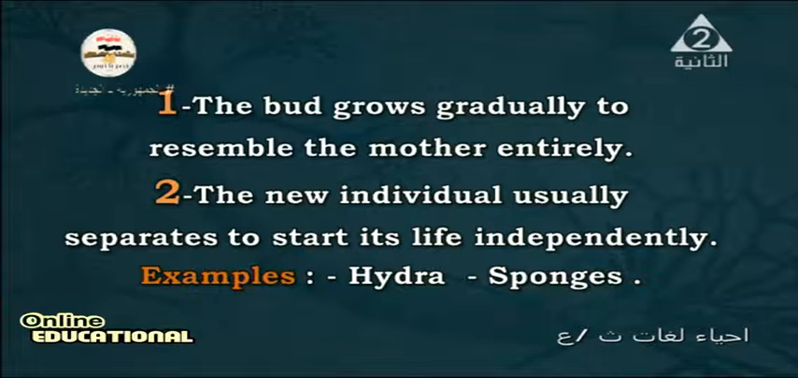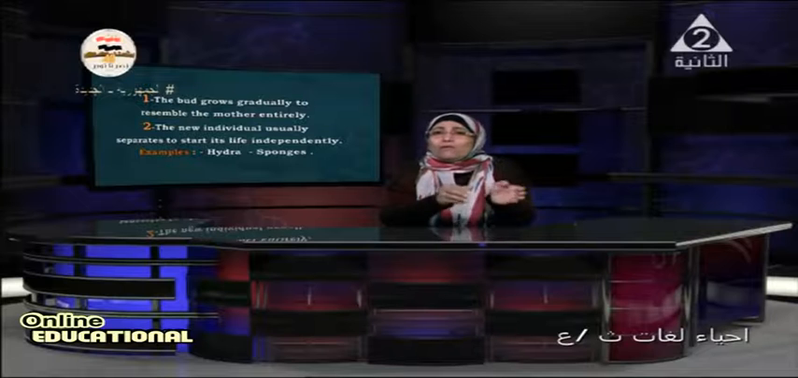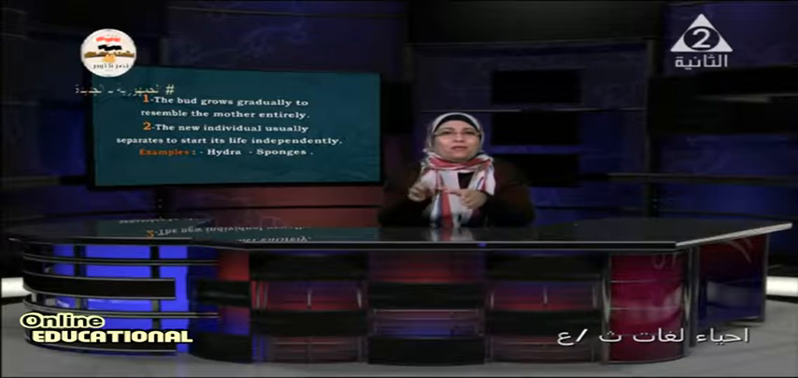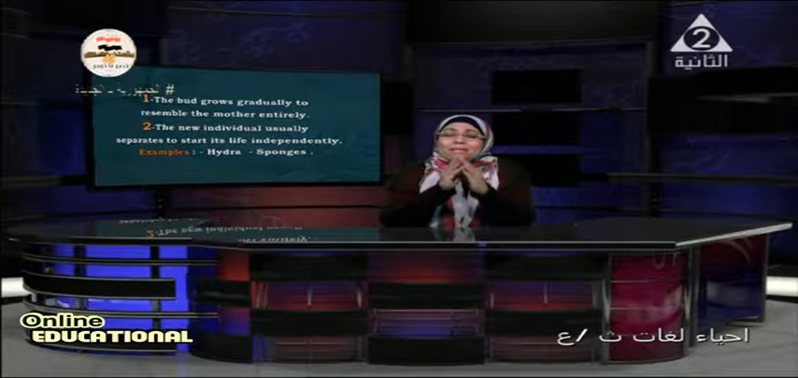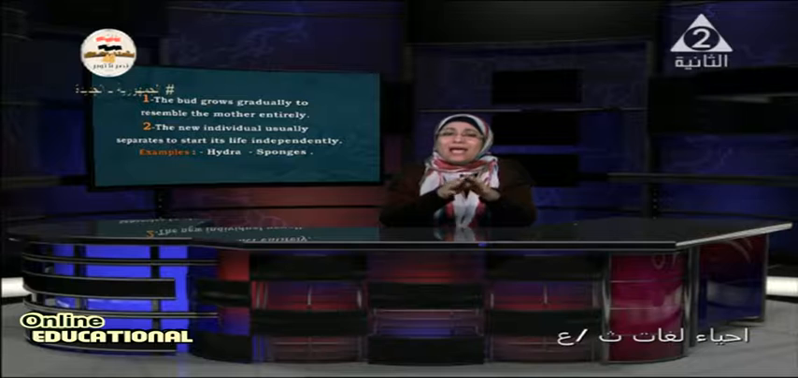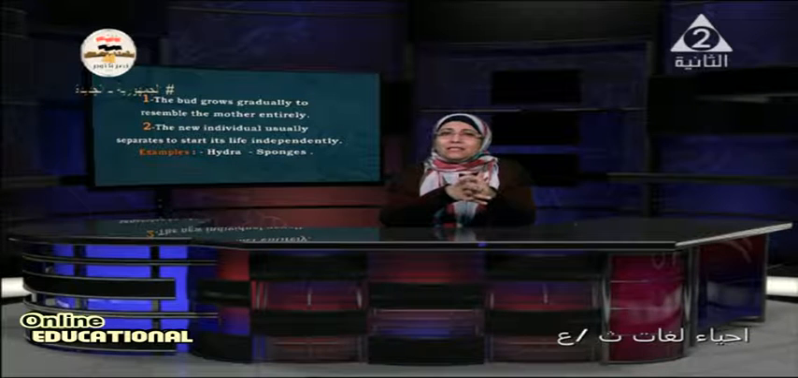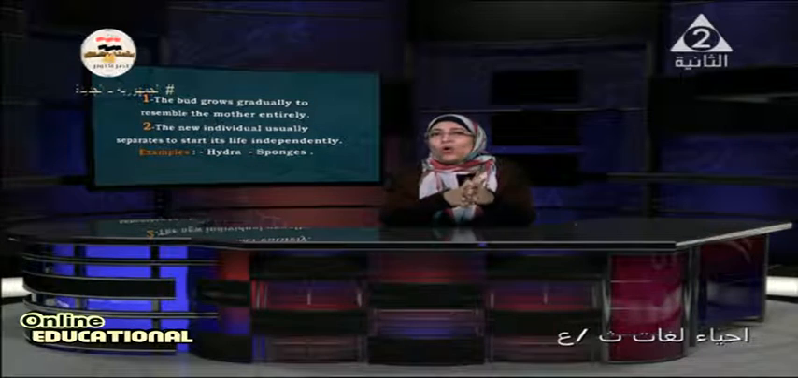Number two, the new individual usually separates to start its life independently. It means that maybe this bud separates from the living organism, from the yeast, and becomes an individual free from the mother cell. And in this case, this cell can perform all functions as a new cell without the parent or mother cell. And this is a type of reproduction without forming colonies.